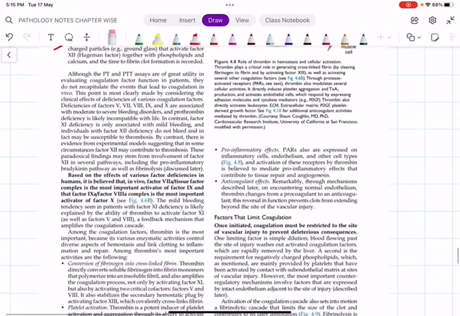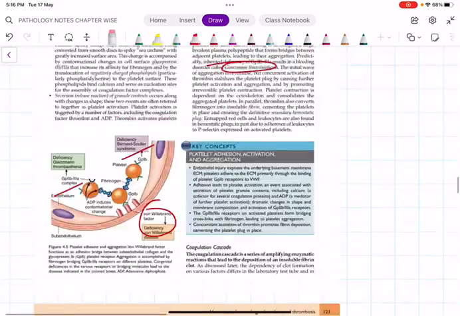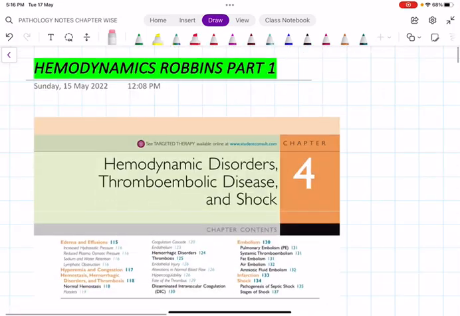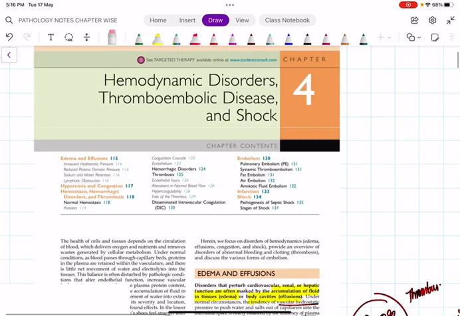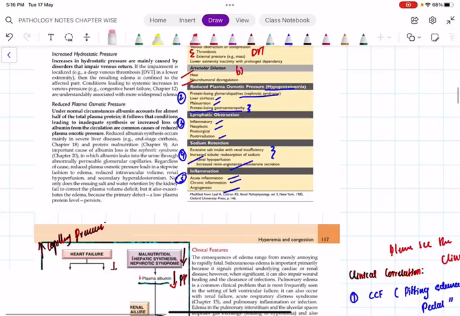So this session is more or less a revision from your basic physiology. I have not done any pathology except CVC liver, CVC lung. That is the only pathology topic I have discussed today. The rest of the topics I have discussed are hemodynamics, your normal physiology. We have discussed what is edema, what is effusion, the causes.